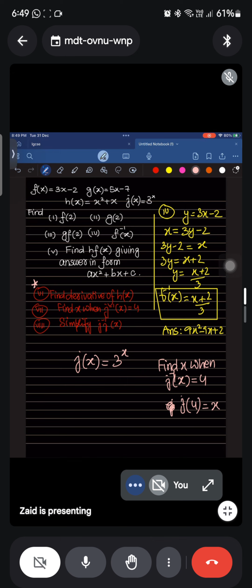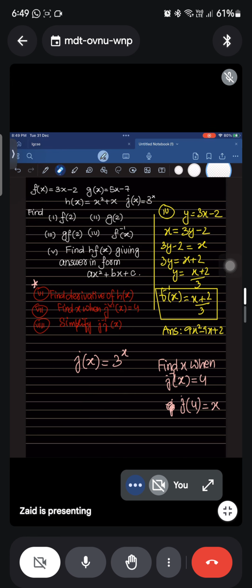So when inverse goes to the other side, it becomes the subject, or you can say the function. So j inverse x equals 4, so you can say j of 4 equals x. I have thrown j to the other side.